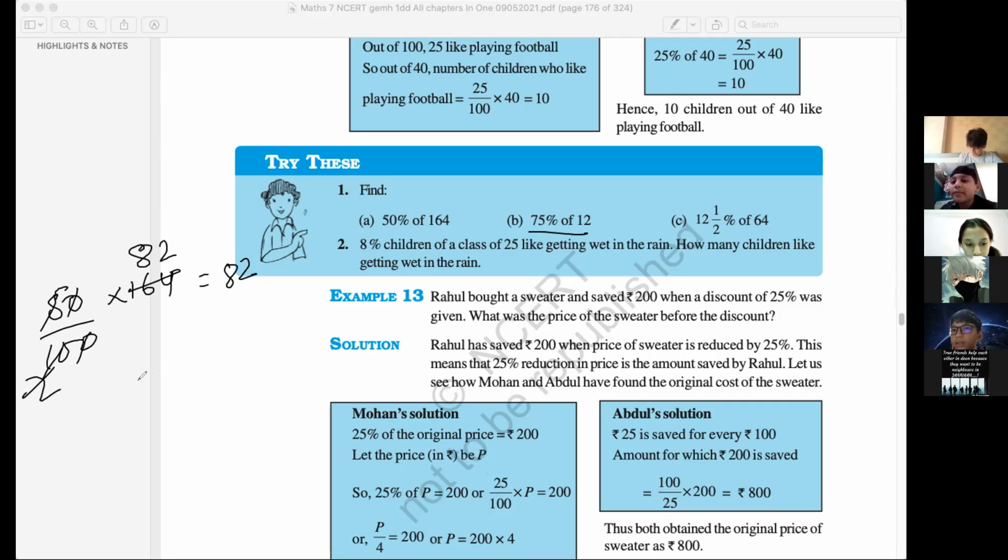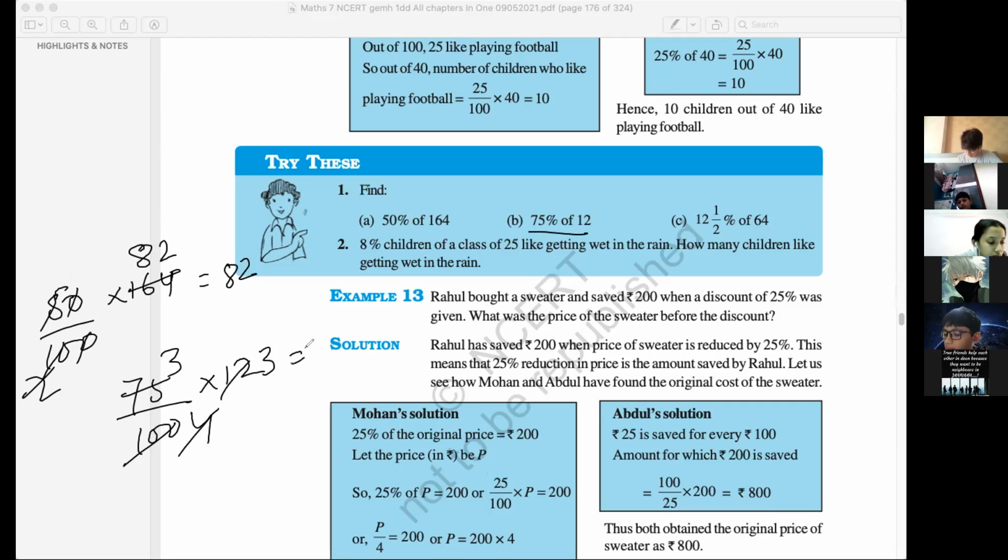Ma'am, answer is 70. 25 threes are 75, 25 fours are 100. Yes, 9. Second answer is 9.